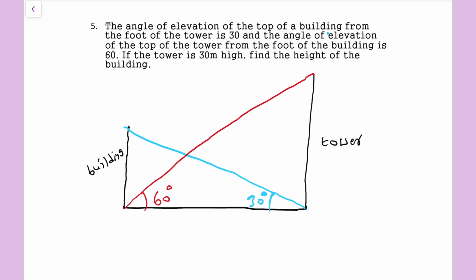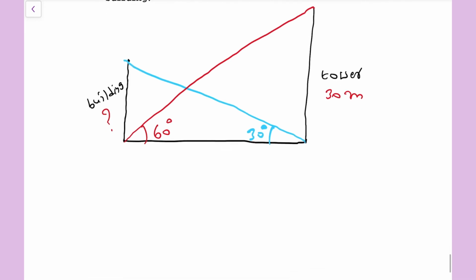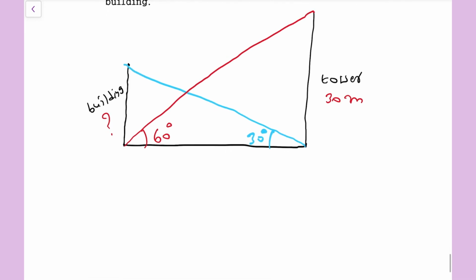Then, the tower is 30 meters height. Tower height is also given for our convenience. So 30 meters. Then find the height of the building. This height of the building he is asking. Okay, now we got the figure. So let us forget about the question now. Okay, coming to this one.